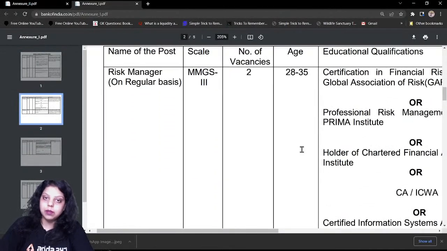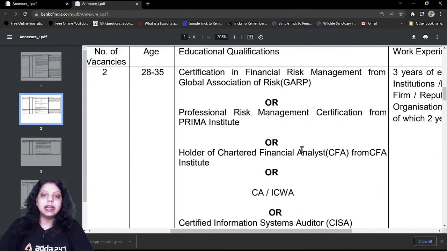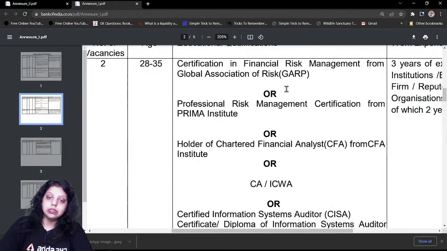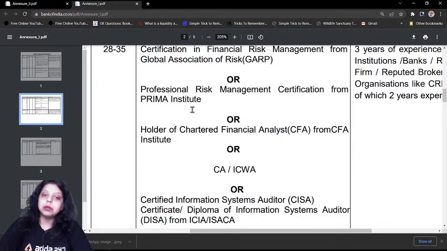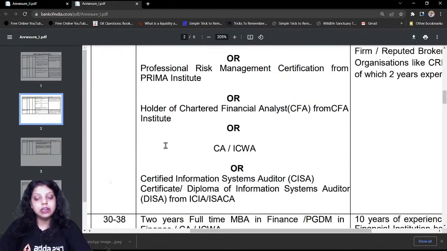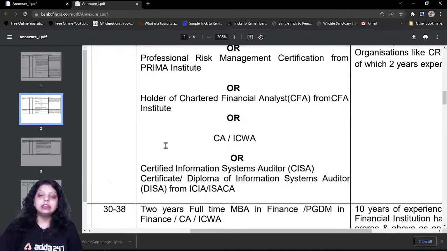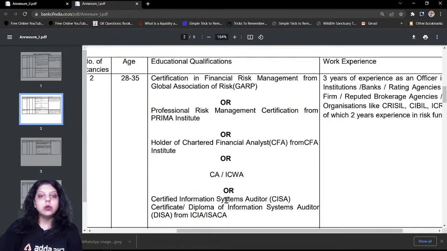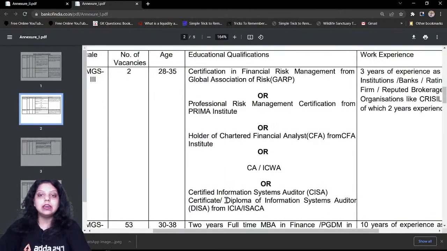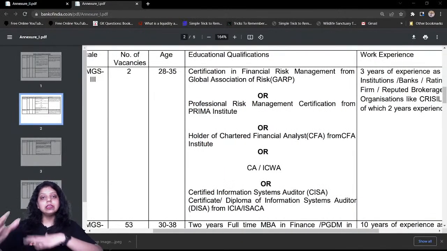Okay. Now when we are coming to the next post, that is risk manager. Risk manager age is the same, 28 to 35. Now you need a different kind of qualification here. First of all, certification in financial risk management from Global Association of Risk Professionals, professional risk management certification from PRMIA Institute, then holder of chartered financial analyst from CFA Institute. You can have one of these, or CA or ICWA, or certified information system auditor certificate, then diploma of information system auditor from ICAI, ISA. These are the educational qualifications for your risk manager, and they are in the condition of 'or'.